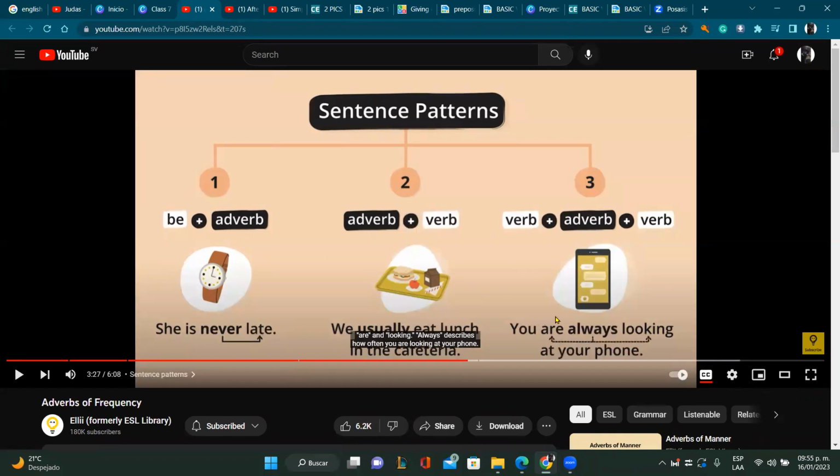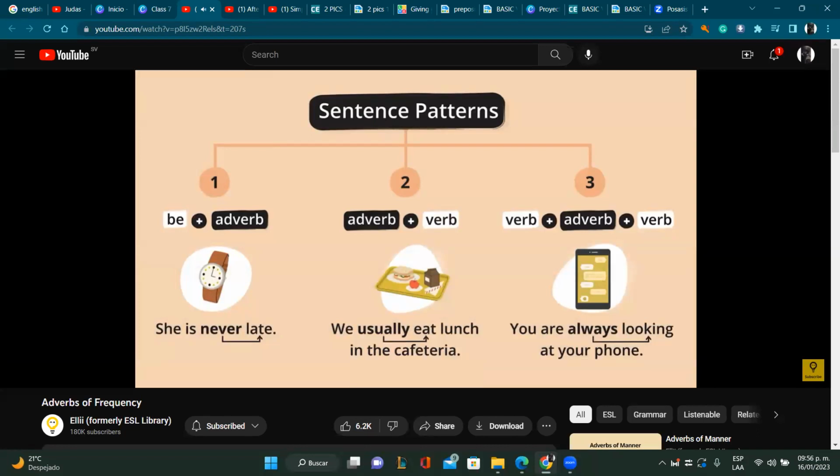Okay, so we're applying this rule, right? As I told you, the verb to be always goes next to the subject, always. So you are, then the adverb always, and then the other verb, looking. You are always looking at the phone, because we don't say you always are looking at the phone. No, you are looking always at the phone. No, it's impossible. So we use it like this. You are always looking at the phone. Always describes how often you are looking at your phone.